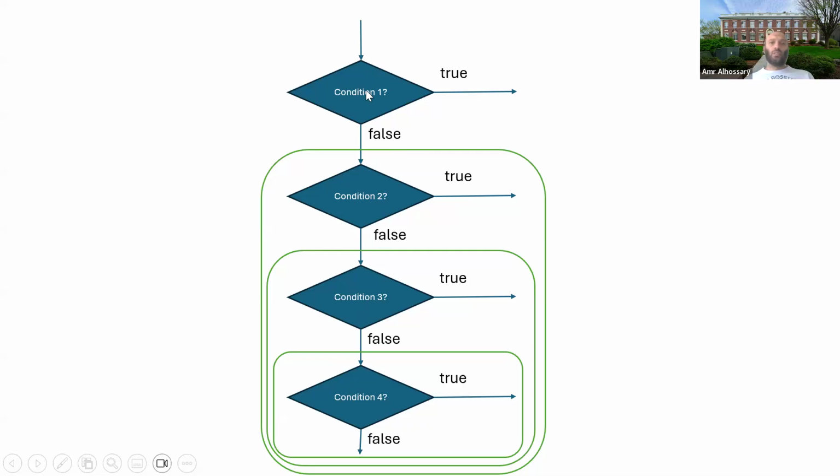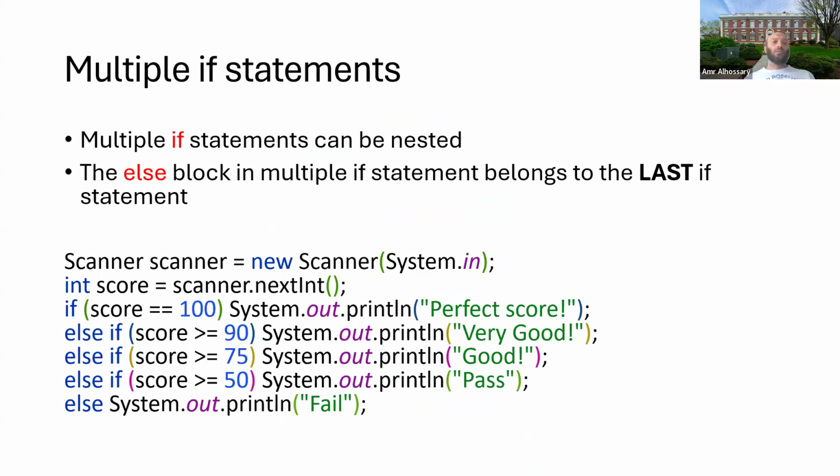But if condition one is true, we go to this branch. This condition can still be true, but we did not even reach it because we already exited the multiple branching construct from the first branch. Is that clear? Okay. This is how we can write it.